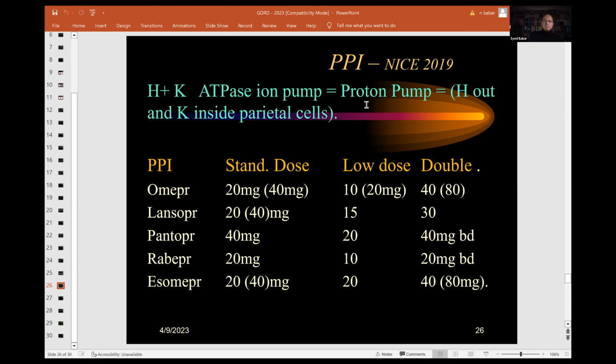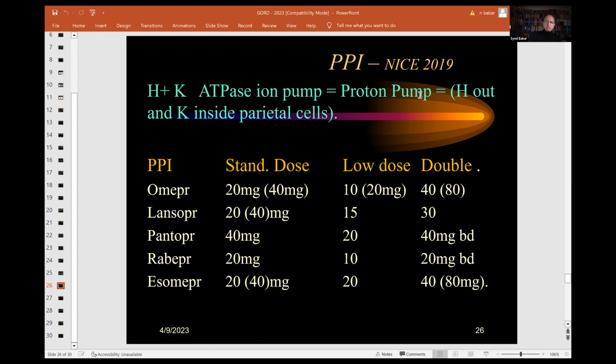Briefly, the PPI, which is the ideal treatment to use for reflux esophagitis, reminding again that the proton pump is this: hydrogen ion, potassium, adenosine triphosphatase ion pump. Other name is proton pump. And the purpose of the proton pump, not talking about inhibitors, I'm talking about proton pumps.